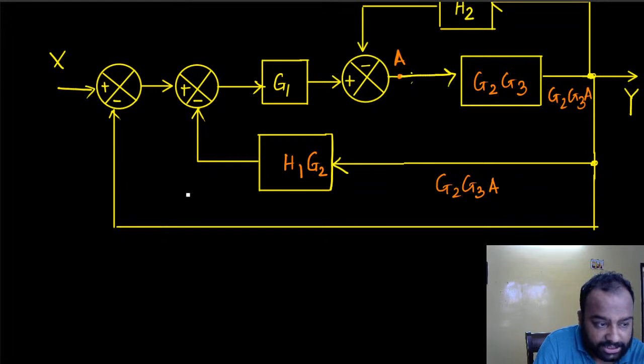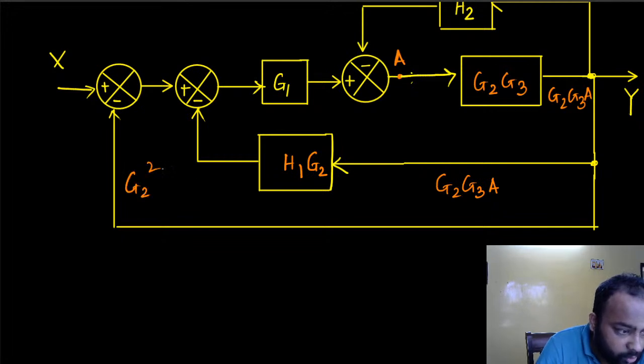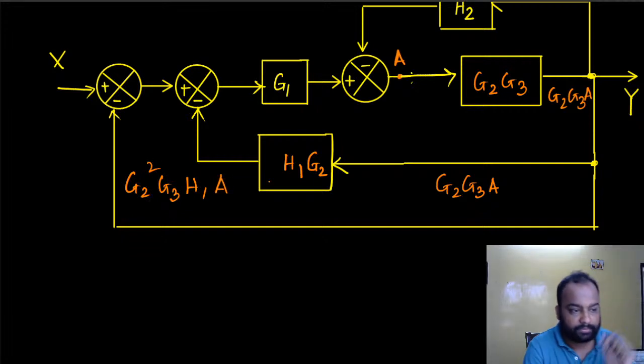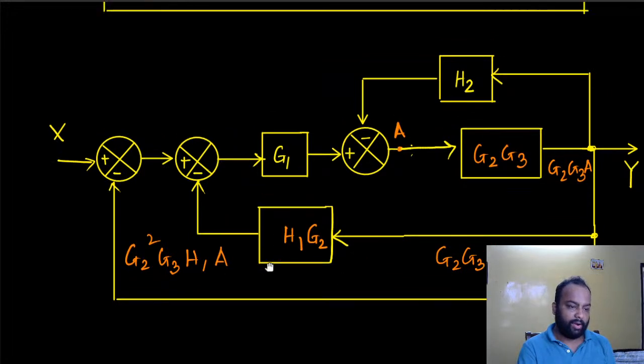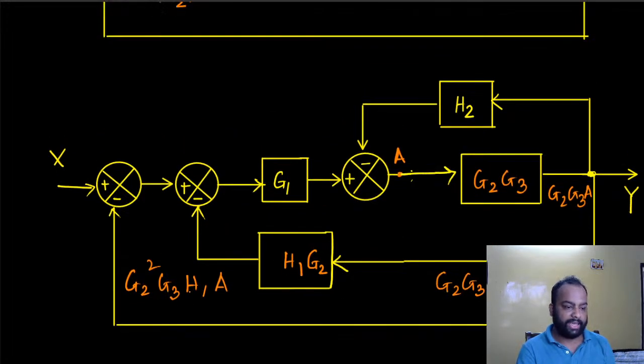And if G2, G3A comes out of this, what is the output of this? The output is, I can see, a very difficult one to write actually. G2 square, G3, H1A. I have that. Very bad, really very bad, right? Do you see that? It was really very bad, right? All right, so I have G2 square, G3, H1A.